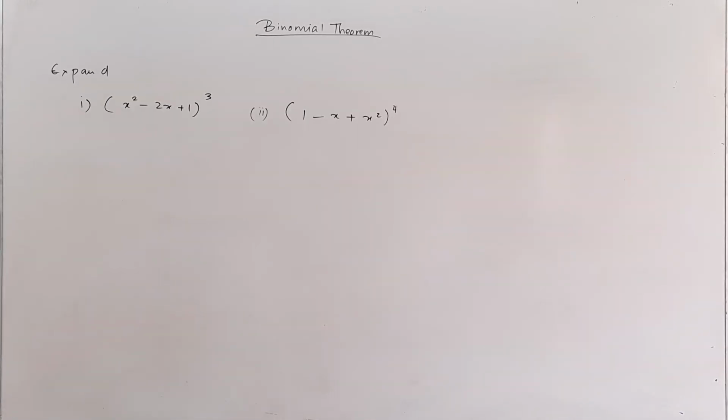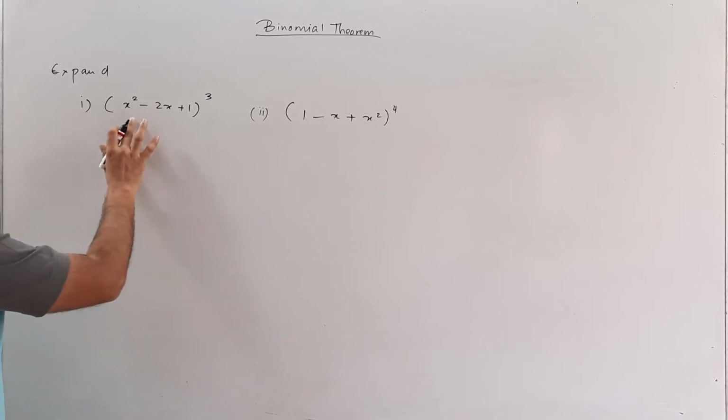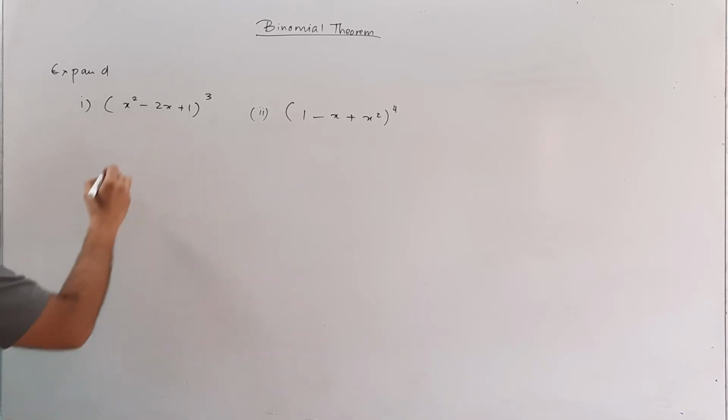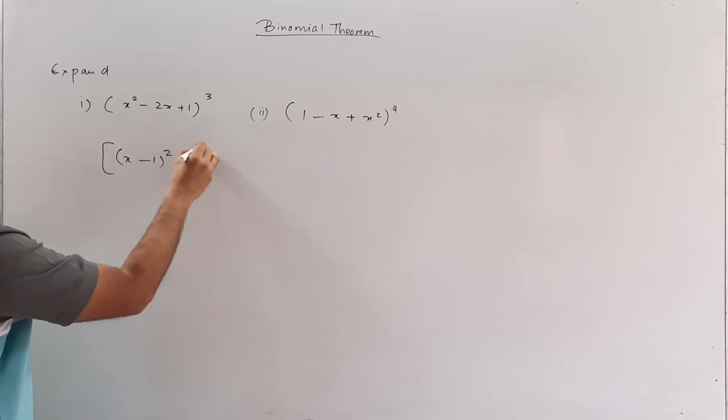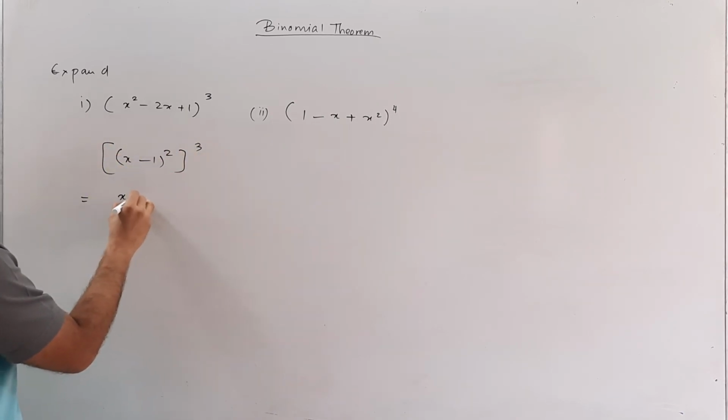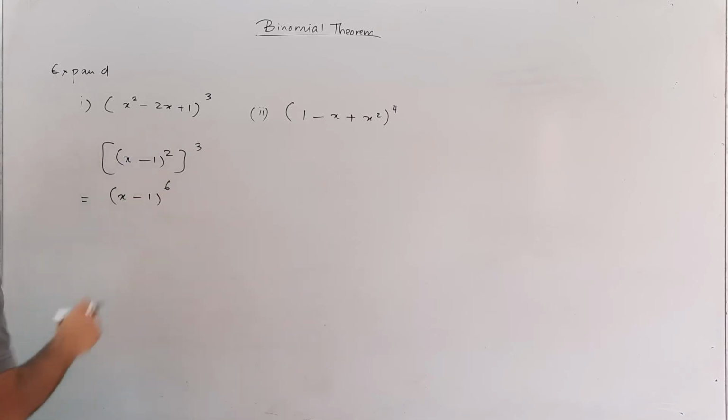Let's take up a few more problems. This time, instead of 2 terms, we have 3 terms. So what do we do in this case? Now let's understand this part. You can clearly see that this is some expansion that we already know, and that is nothing but x minus 1 the whole square. So this is really easy now, because we know that this is same as x minus 1 raised to 6.